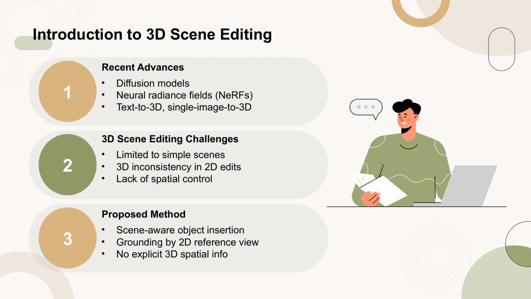Recent advancements in novel view synthesis and generative modeling have significantly improved methods for generating and manipulating 3D assets. Diffusion models and their integration with neural reconstruction methods like NeRFs have enabled powerful 3D generative models for various applications. However, current 3D scene editing methods are mainly limited to simple, object-centric scenes, leading to 3D inconsistencies and lack of spatial control. To address these challenges, the authors propose a method for scene-aware object insertion in 3D scenes, using a 2D reference view and textual description, without requiring explicit 3D spatial information.